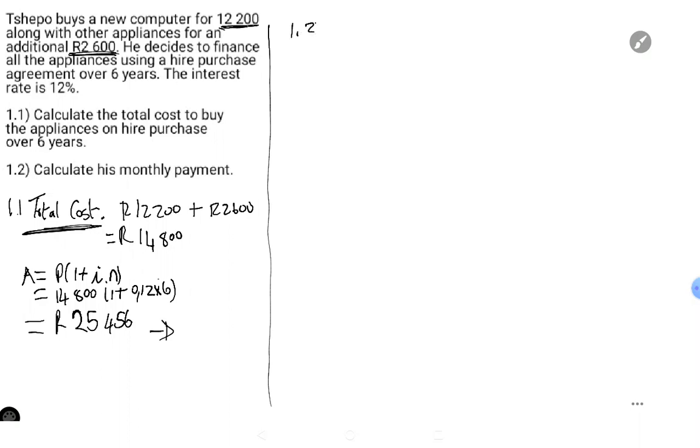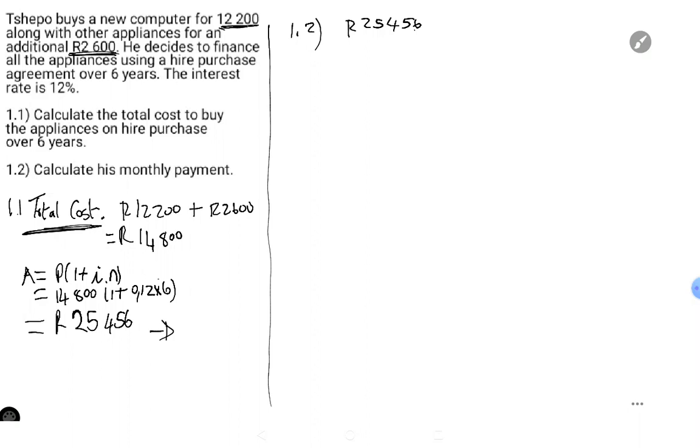Okay, so what does 1.2 say? It says calculate his monthly payment. Okay, we now need to calculate his monthly payment. So how are we going to do that? So let's see, we've got a total of 25,456. So maths does require you to think a bit, right?